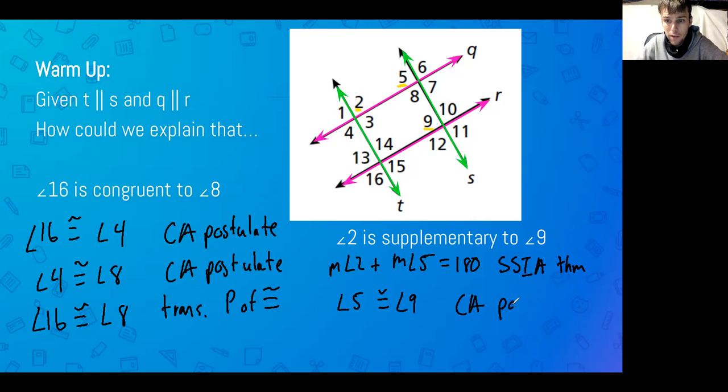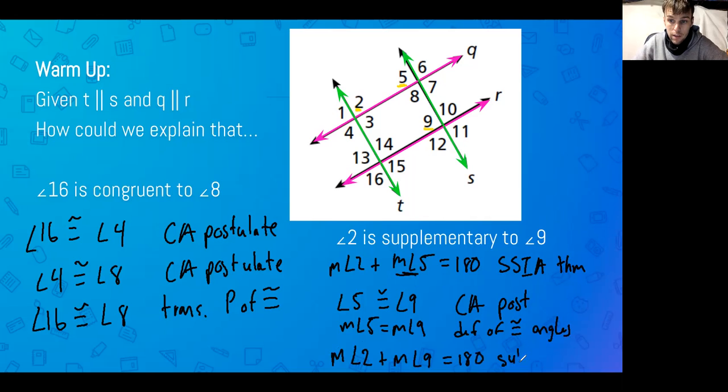So that is the corresponding angles postulate, which also means that the measure of angle 5 would be equal to the measure of angle 9. Right? That's a direct result based on the definition of congruent angles. By knowing that, we can replace angle 9 in this statement and say that the measure of angle 2 plus the measure of angle 9 is equal to 180. Again, using the substitution property of equality. And that's the same thing as saying that they are supplementary to each other. They add to be 180.